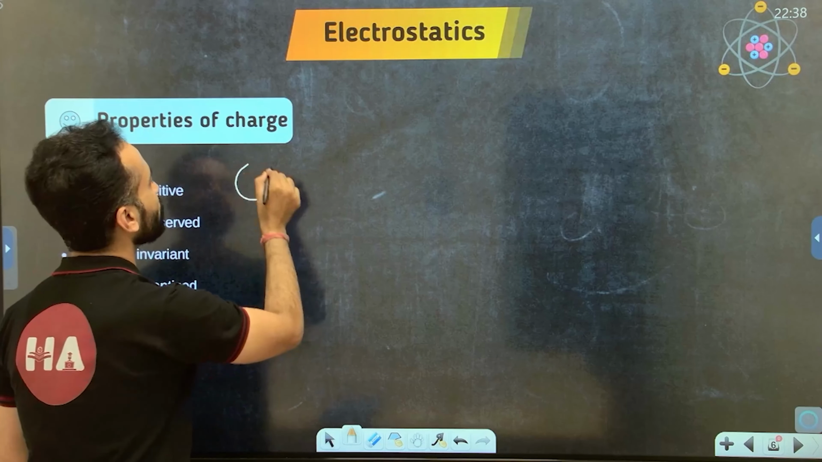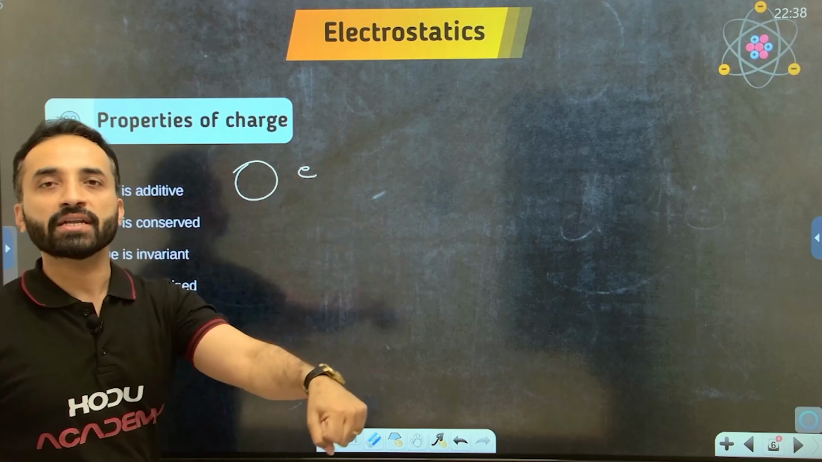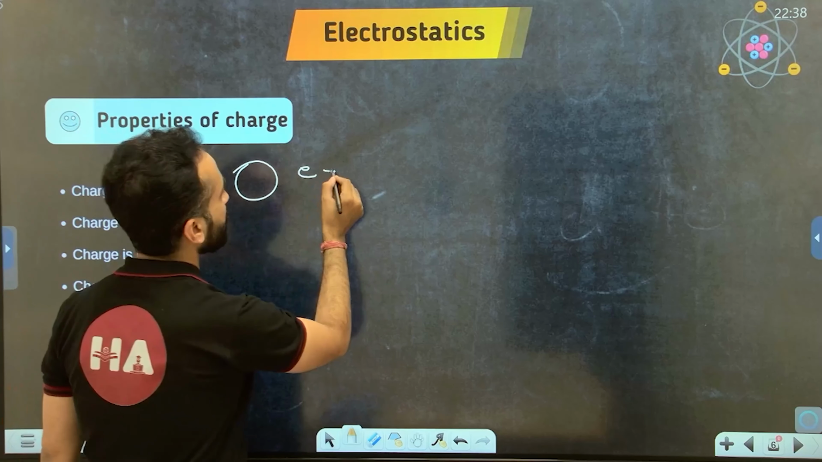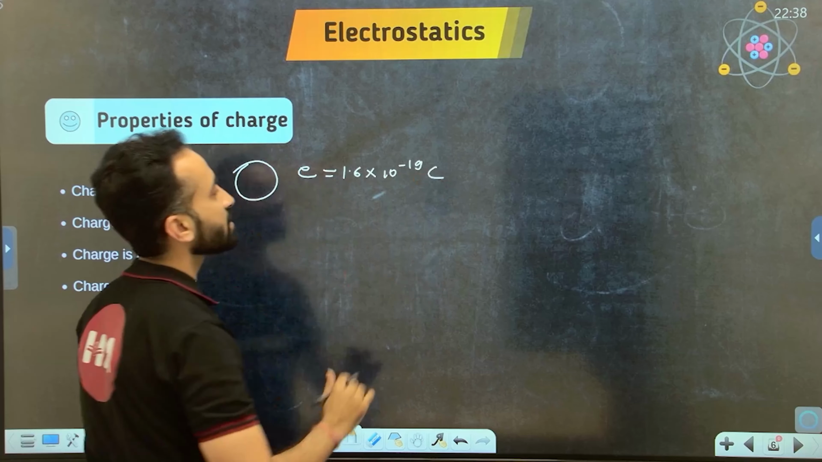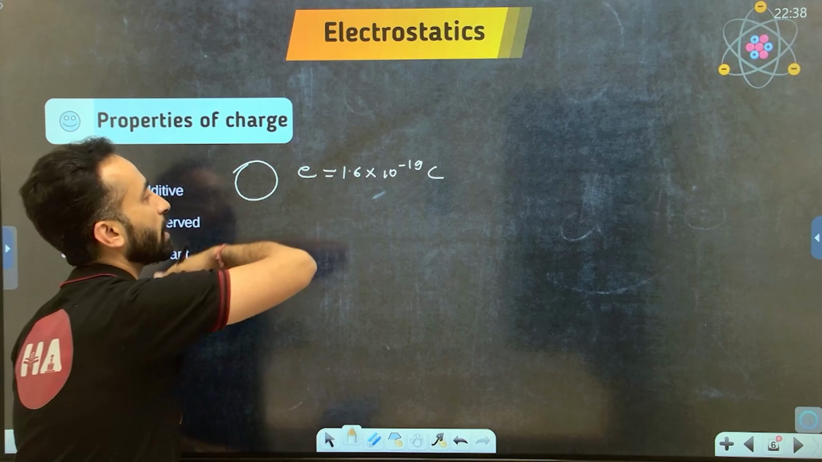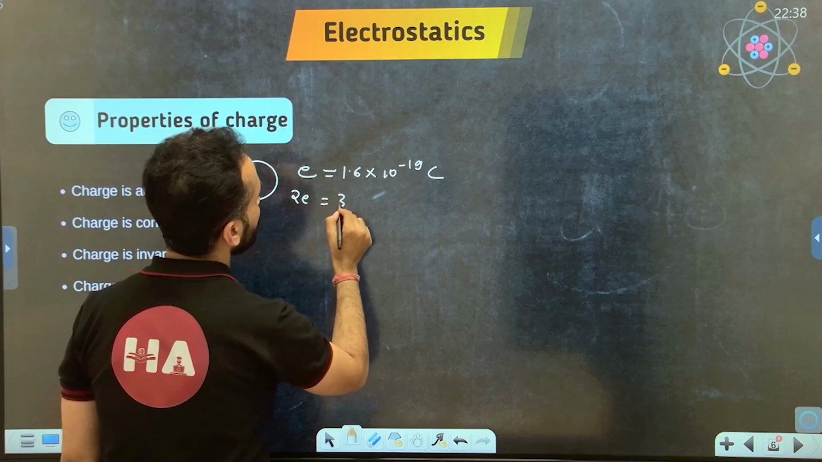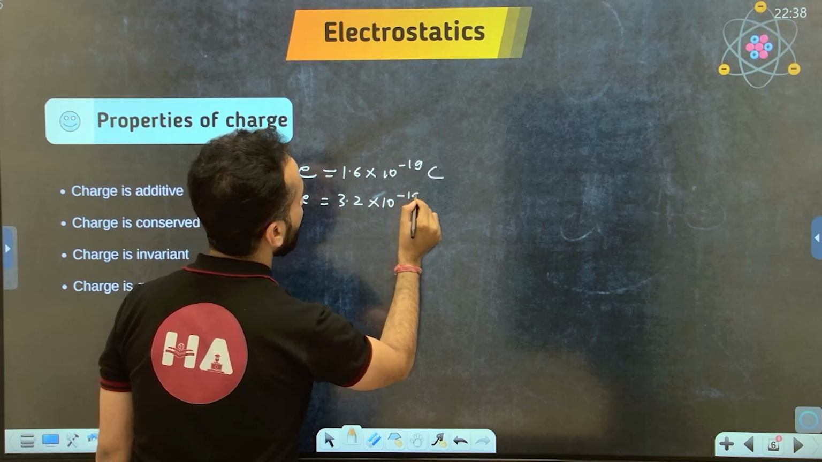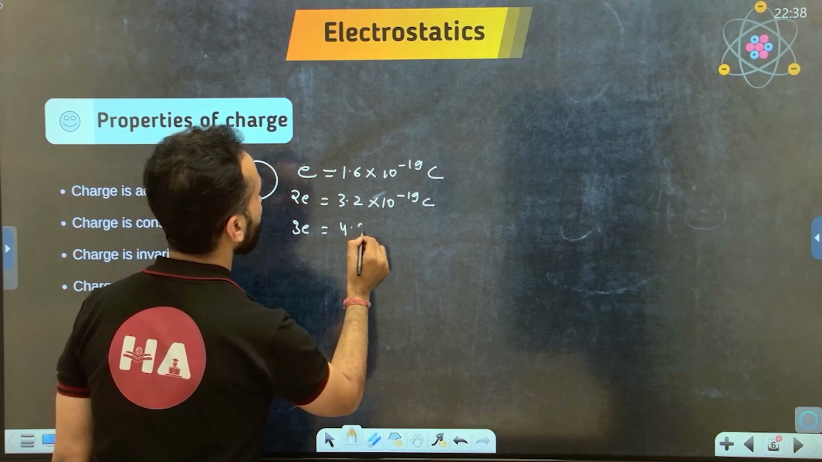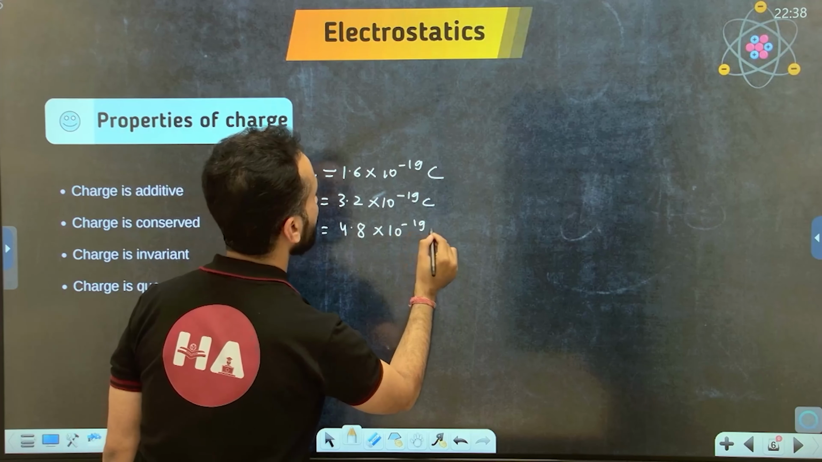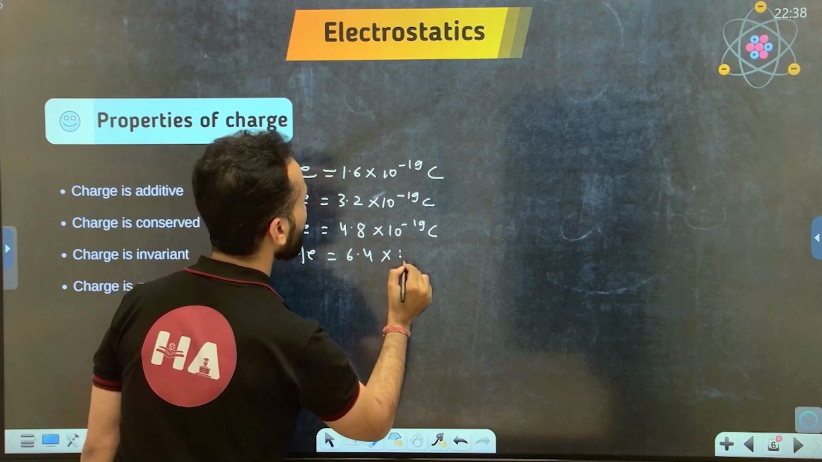So let's say there is a neutral body and it has to acquire charge. You take out an electron from it, then the charge that will appear on it is going to be 1.6 into 10 raised to the power minus 19 coulomb. If you take out one more electron to give it more charge, then straight away it will be 3.2 into 10 raised to the power minus 19. If you take out one more, then it is going to be 4.8 into 10 raised to the power minus 19, my dear students.